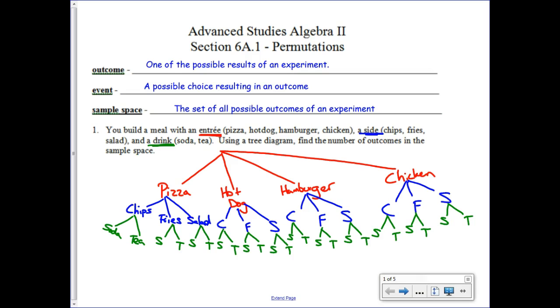So when we're looking to know the number of outcomes, we're looking at these bottom branches of the tree. So if we count all of these green bottom branches of soda and tea, we will get our total number of options. And so if I count along here, I get 24 different ways that I can make this meal with all of those choices.